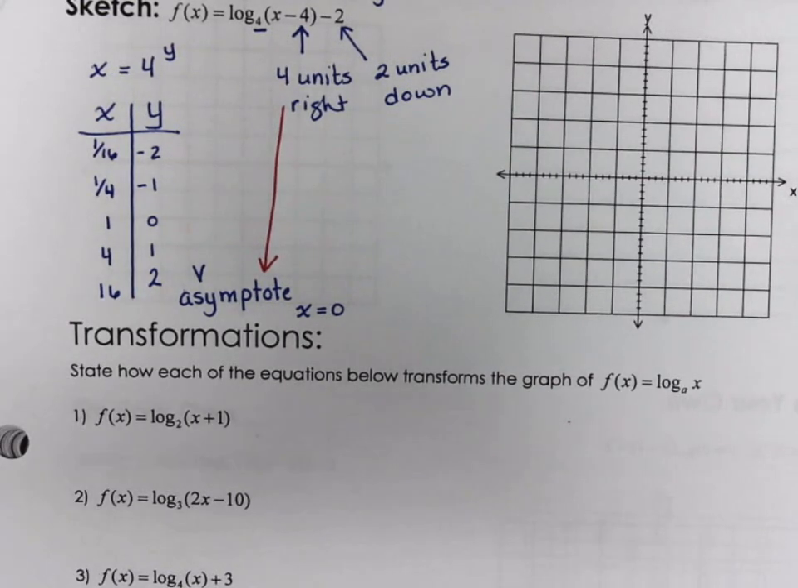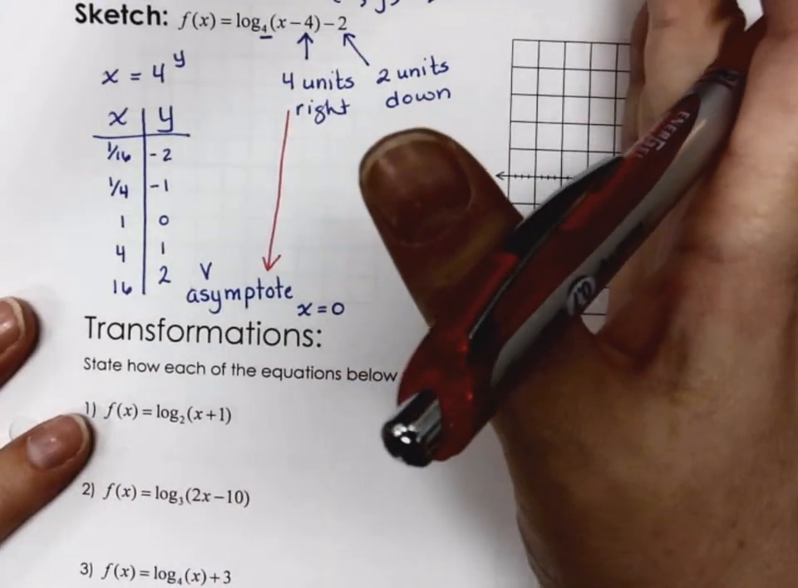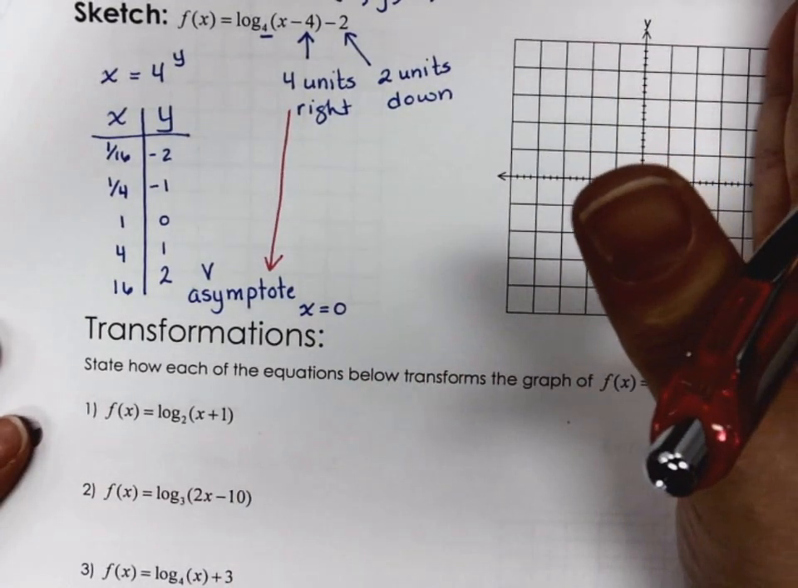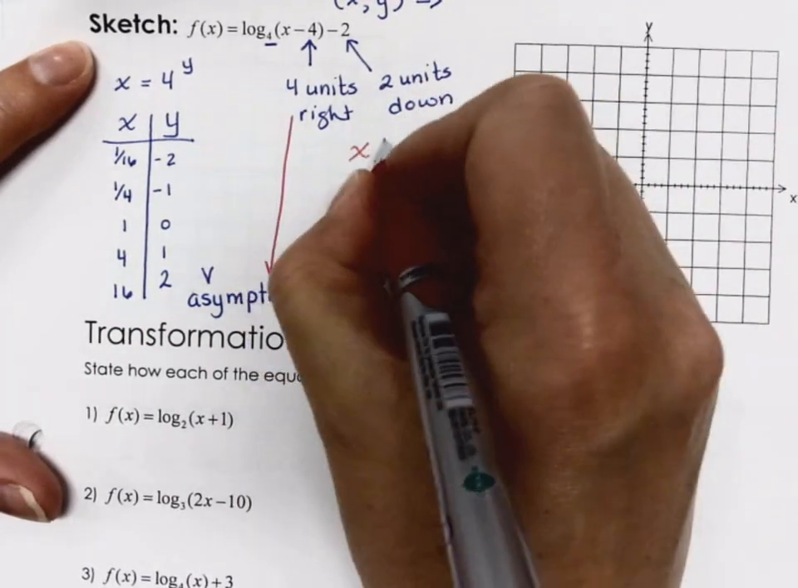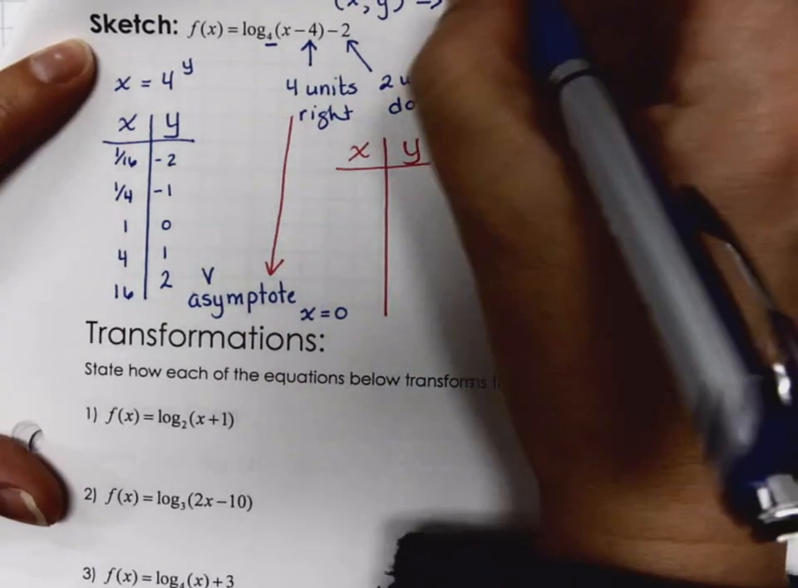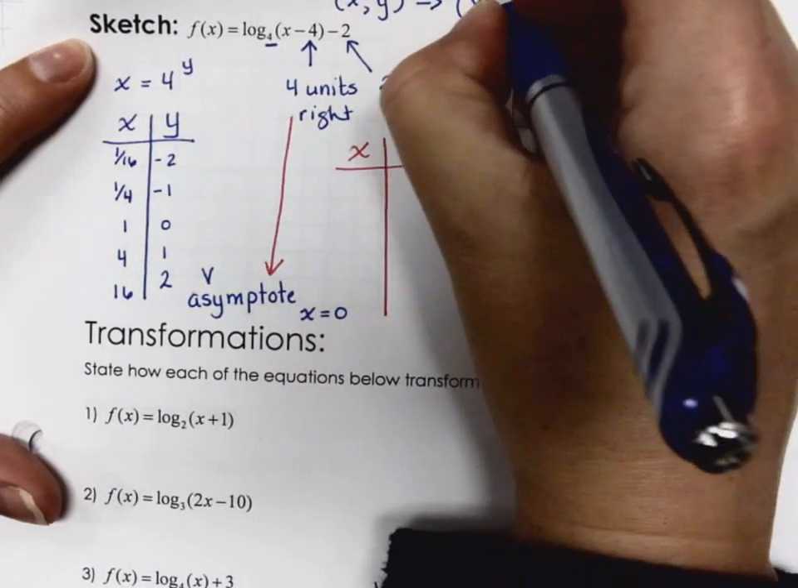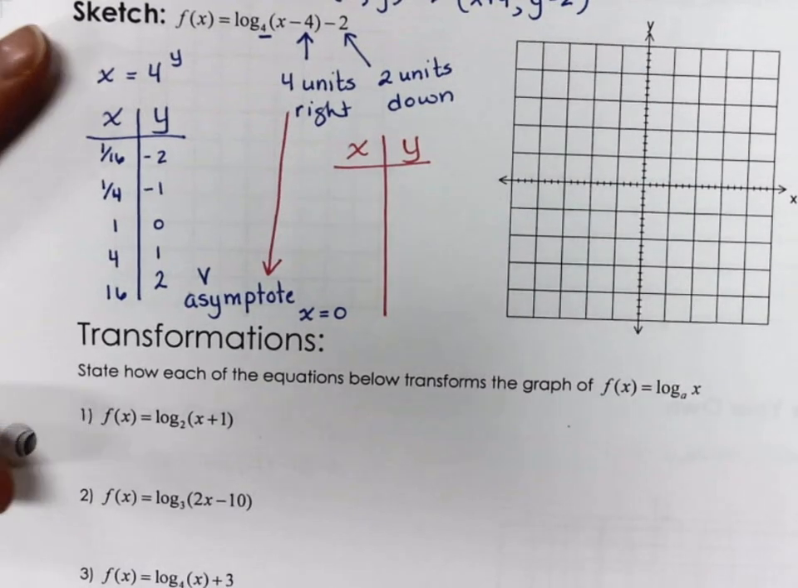X equals positive 4, right? You're moving all your x values to the right 4, so that's going to include that asymptote. It was here, and it's going to shuffle over 4 units this way. So now let's do our table of values for that logarithm graph. Ooh, I didn't finish my mapping rule. So the x's we're going to add 4, and the y's we're going to be subtracting 2.